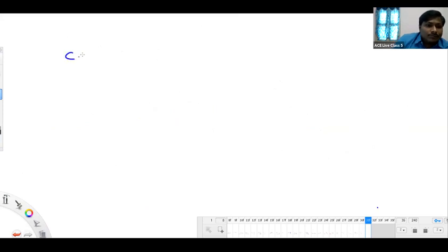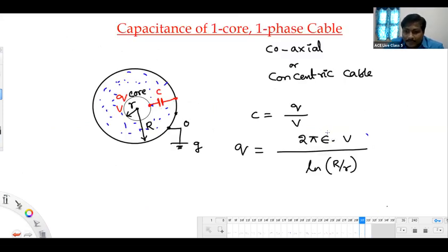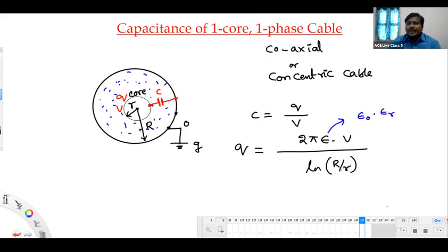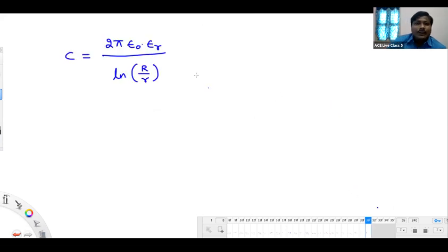C is equal to 2 pi epsilon, where epsilon equals epsilon naught into epsilon r. So you can get Q by V: C equals 2 pi epsilon naught epsilon r by natural logarithm of capital R by small r. Units will be farad per meter, because epsilon naught is 8.854 into 10 power minus 12 farad per meter.